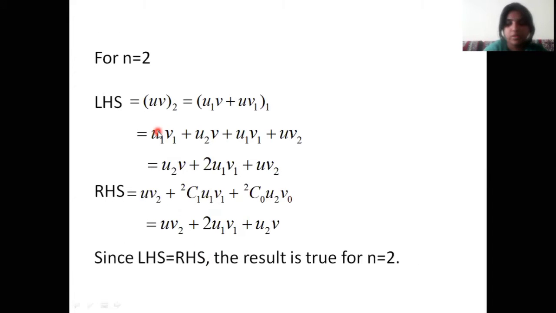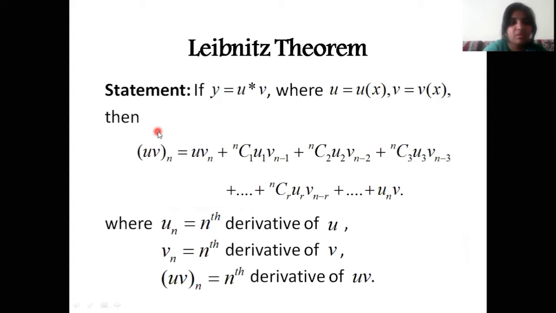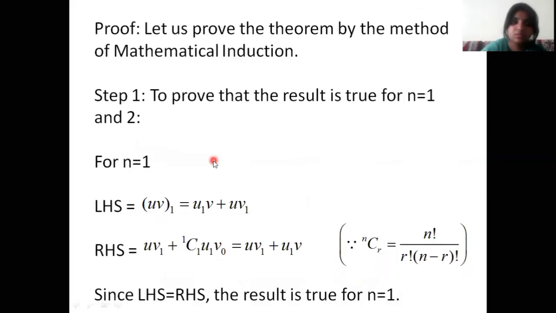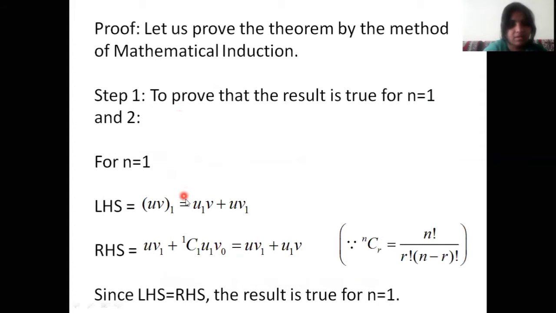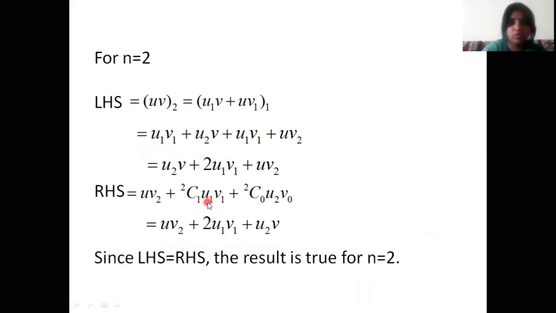Here I'm replacing n by 2. So what is the LHS? (uv)2, the second derivative of uv, is LHS, and RHS will be, as I have written here, u v2. And we know (uv)1. What is (uv)1? I have written it here. So differentiating this once again, you will get (uv)2.